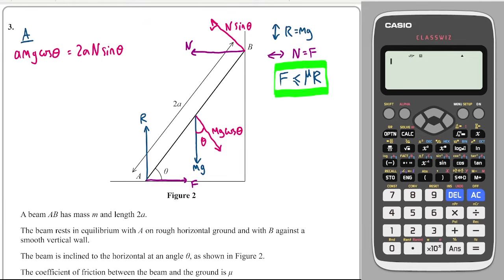So now what I can do is rearrange for n, which will give me a mg cos theta over 2a sine theta, and that will equal n. And I know n will equal f from my horizontal components, and I know f will be less than or equal to mu r.